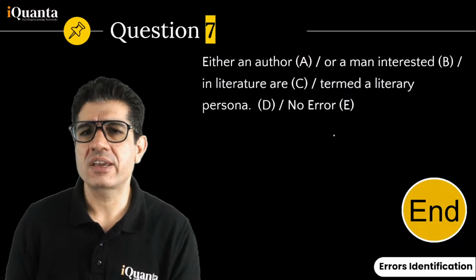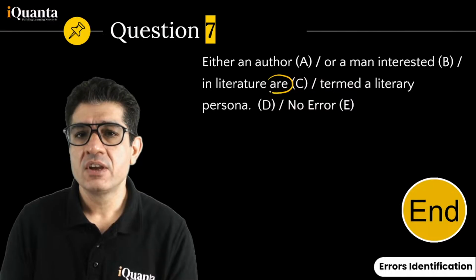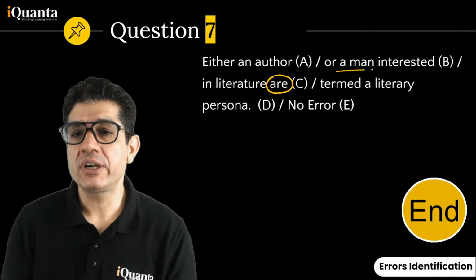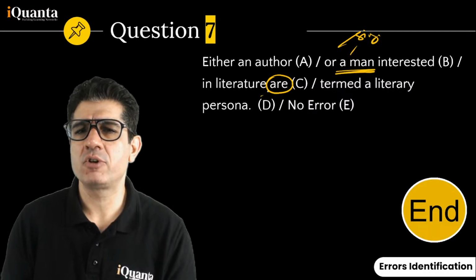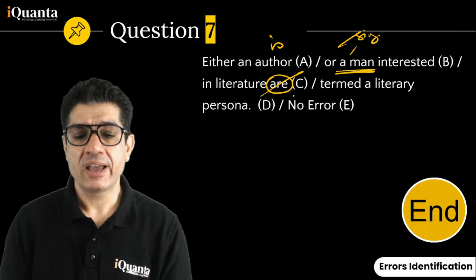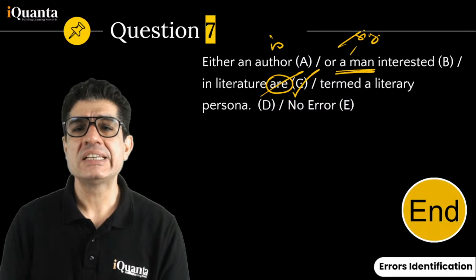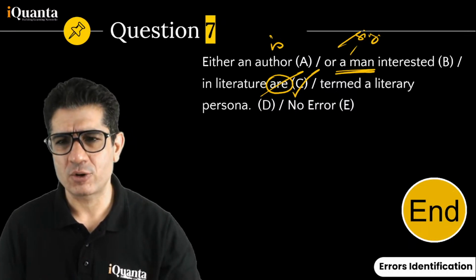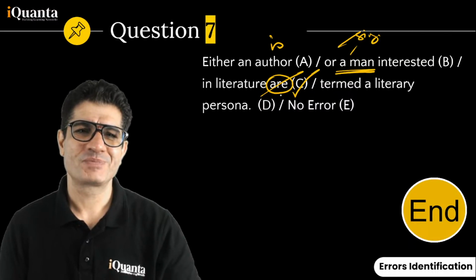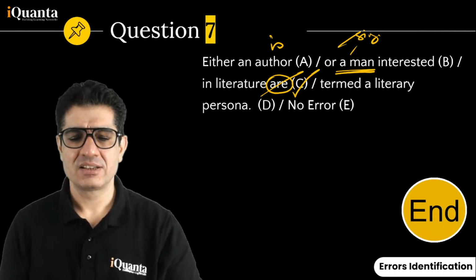So in this particular case, here is the verb. What is the noun that is close to it? Man. Man is singular, therefore the verb must also be singular, and that is why our answer must be C, and that's something that you guys have absolutely knocked out of the park. Okay, so C it is.